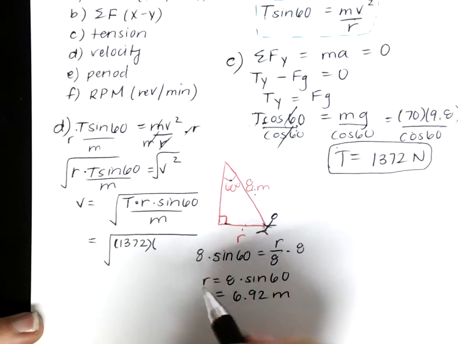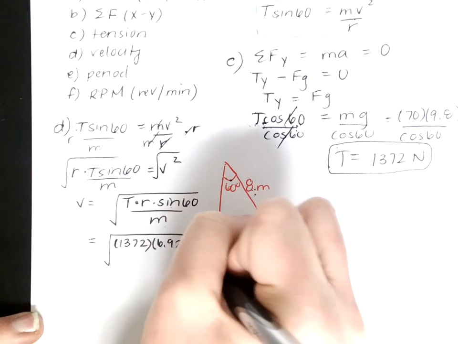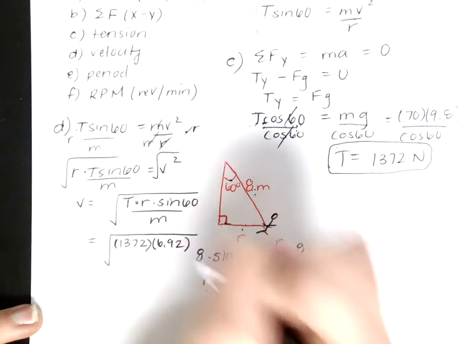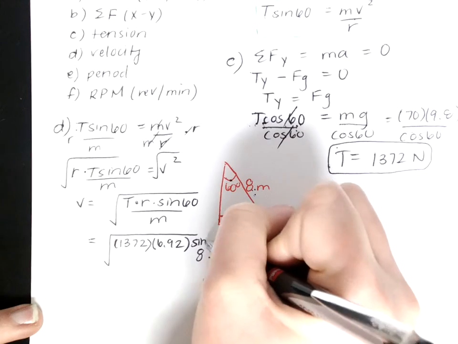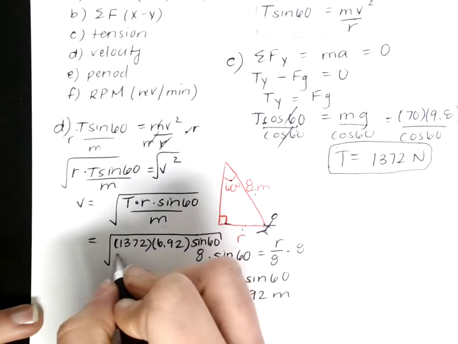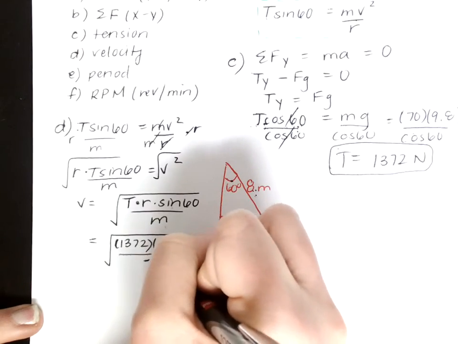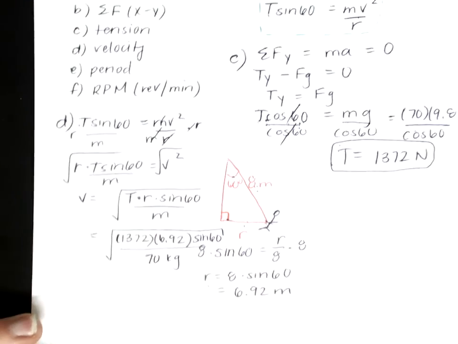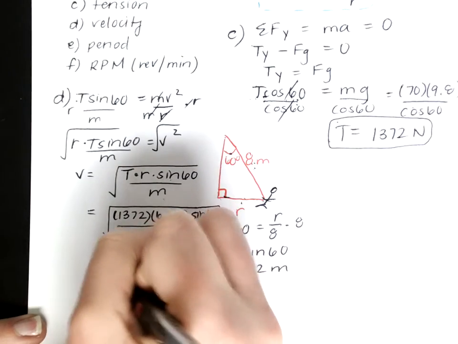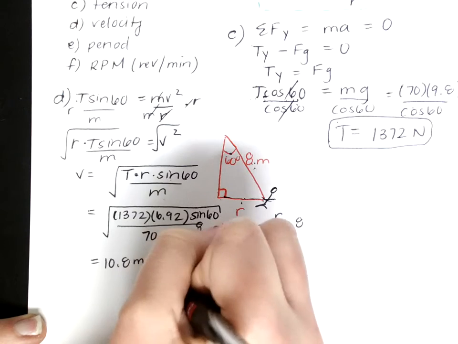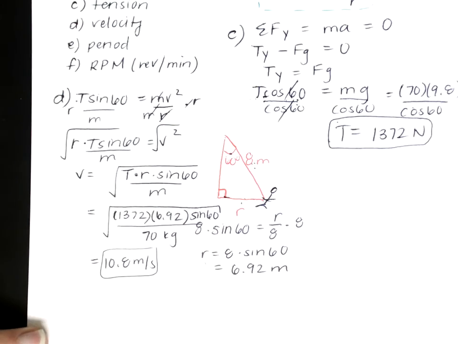So it's important that we plug that r in, 6.92, because it is making an angle. Times sine 60, all divided by the mass, which was 70 kilograms. When you plug all that in your calculator, you should get 10.8 meters per second. Make sure you verify that that is true.